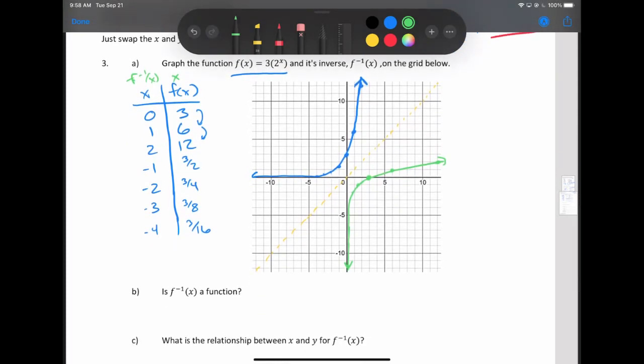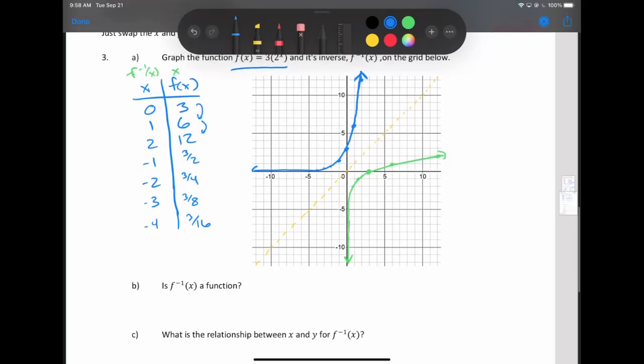First of all, is f -1 of x, or the inverse of a function, is it itself a function? The answer is, in this case, it is. It meets the criteria of a function. It passes the vertical line test. For every x value, there's at most one y value. So in this case, yes.